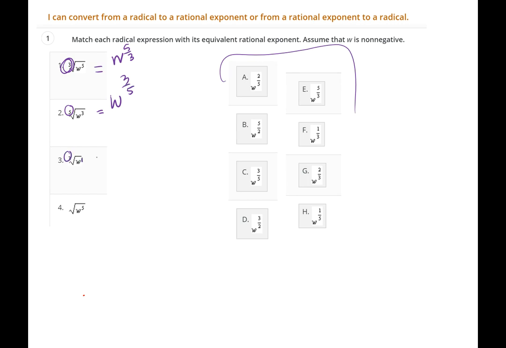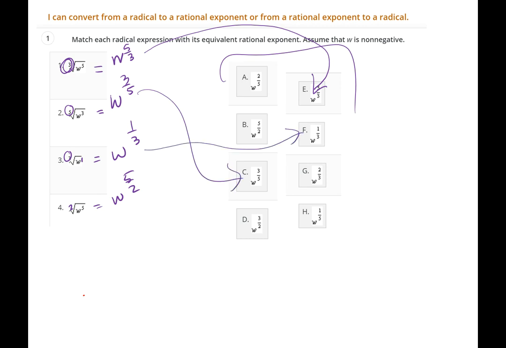Remember, there's an exponent of 1 in here. So w to the 1/3 power. It's always assumed that there's a 2 out there if there's nothing written. So w to the 5/2 power. So for my version of this, it looks like I had E, 3/5 was C, 1/3 was F, and 5/2 was B.